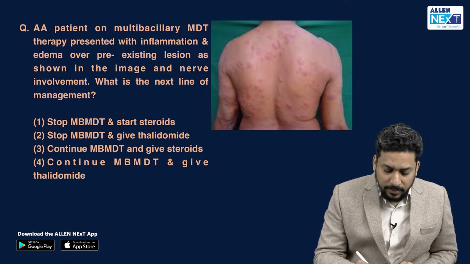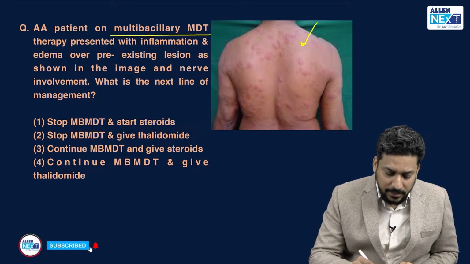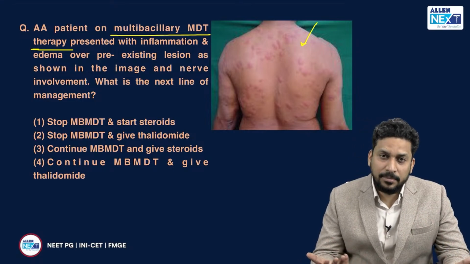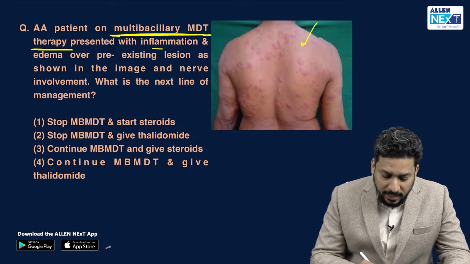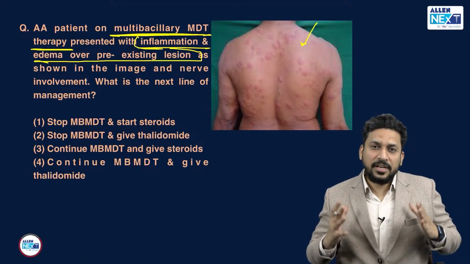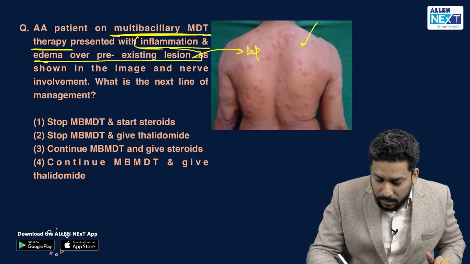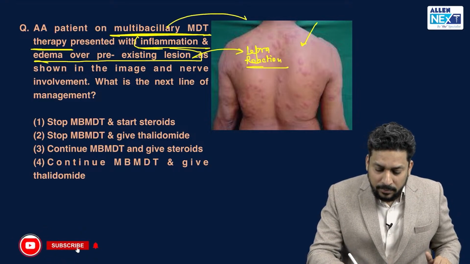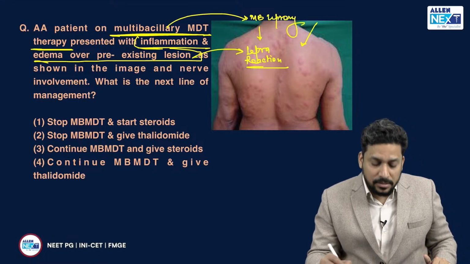Patient presented with such clinical presentation, and it is mentioned that patient is on multibacillary MDT therapy because patient is probably suffering from leprosy. Which leprosy? Multibacillary leprosy. That's why patient is taking MB type of MDT therapy. Inflammation and edema over the pre-existing lesions has occurred. So whenever there is inflammation and edema over the pre-existing lesions, this is suggestive of lepra reaction. So patient has leprosy, MB type, and is now developing lepra reaction.